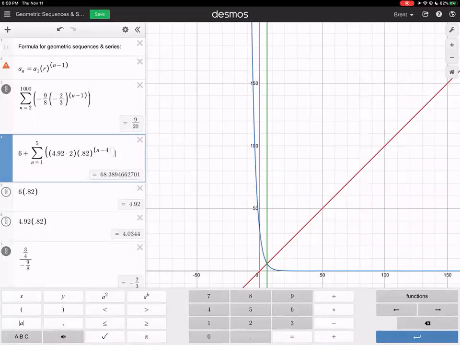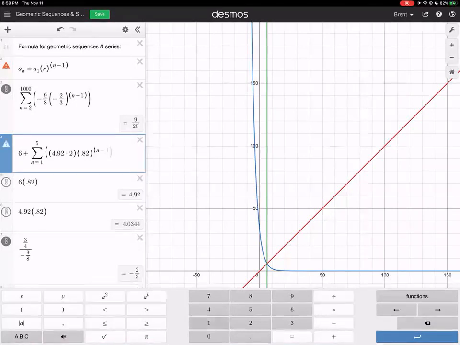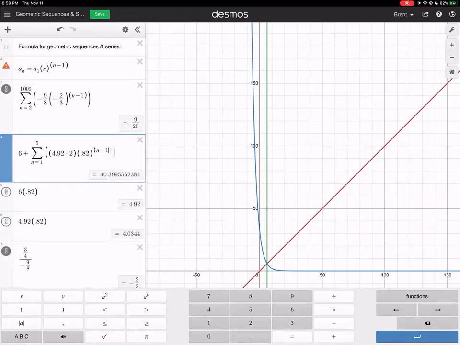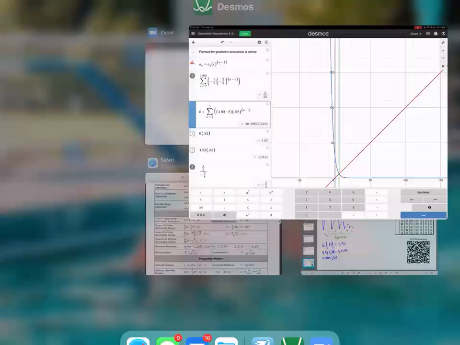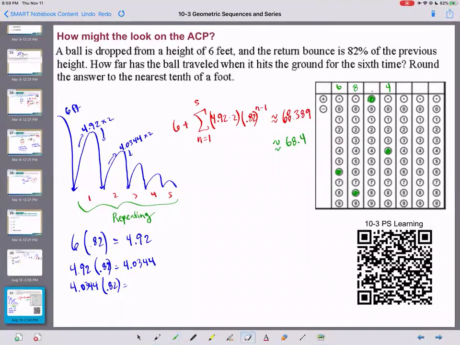We had 5 bounces. It went 4.92 up and 4.92 down, times 0.82. Oh, I have an n minus 4. That was one mistake, though. It should be n minus 1. Some of you might have been going, what? It's actually 40.3995. Okay, let's just say 40.4. So I'm glad I went back to that. It is not that number. It is 40.4 roughly when we round this. So the 0.4 worked out, but it wasn't 68. There you go. And that's a wrap.